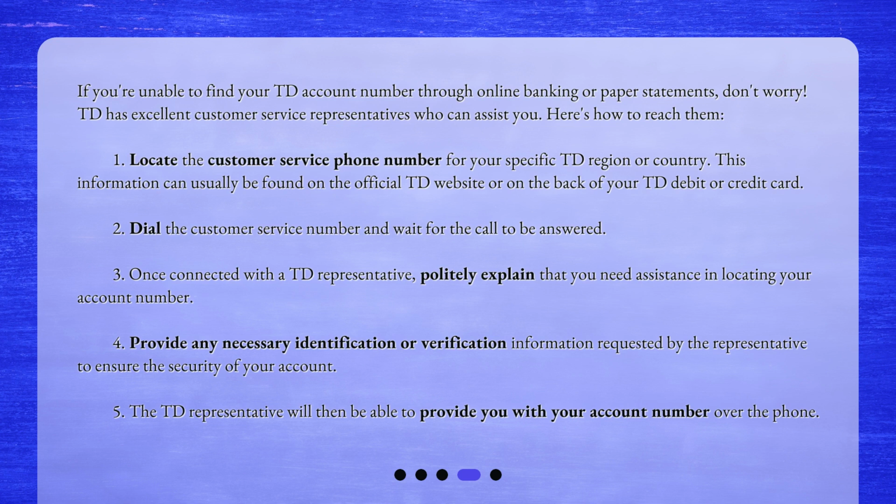This information can usually be found on the official TD website or on the back of your TD debit or credit card. 2. Dial the customer service number and wait for the call to be answered. 3. Once connected with a TD representative, politely explain that you need assistance in locating your account number. 4. Provide any necessary identification or verification information requested by the representative to ensure the security of your account. 5. The TD representative will then be able to provide you with your account number over the phone.